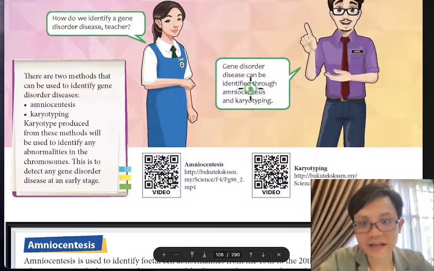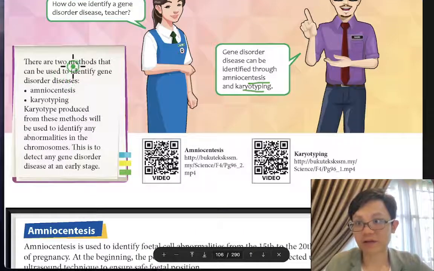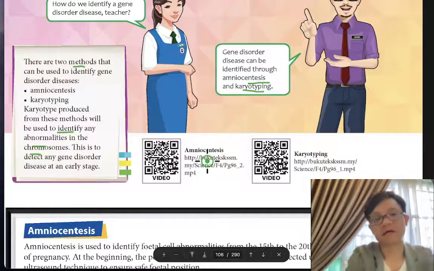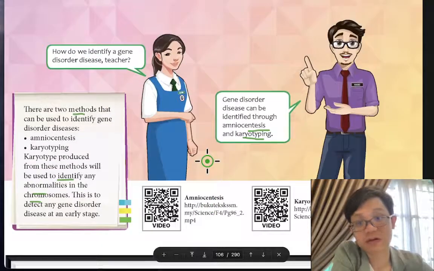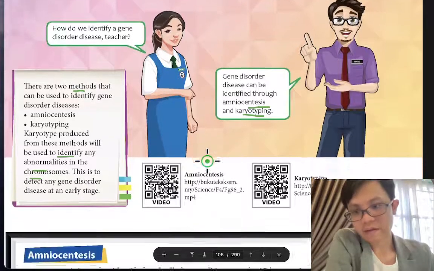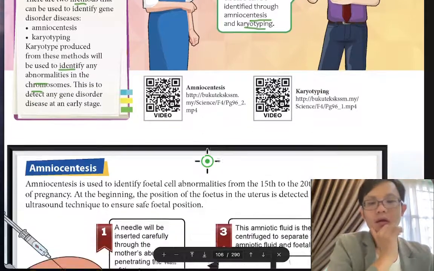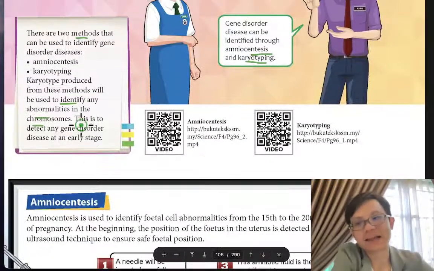Okay, so we can identify this through amniocentesis and karyotyping. This is a method we can use to identify abnormalities in the chromosomes. So probably you can identify it before the baby is born, whether the baby has an issue or not. But it's due to ethical issues.